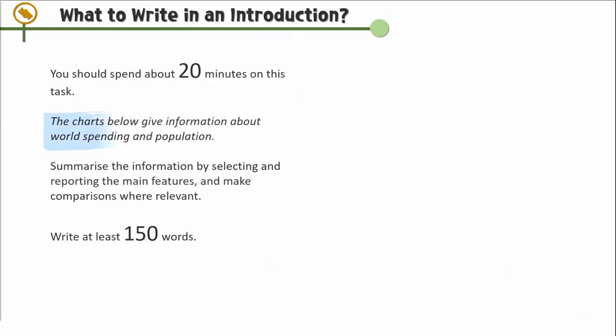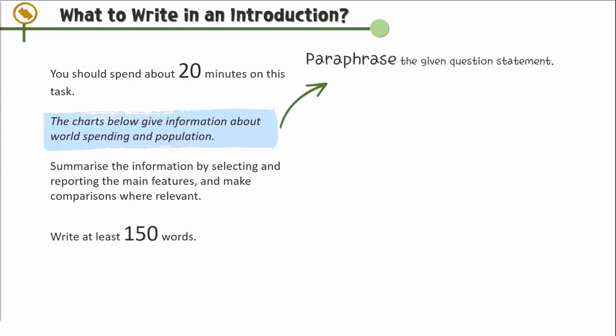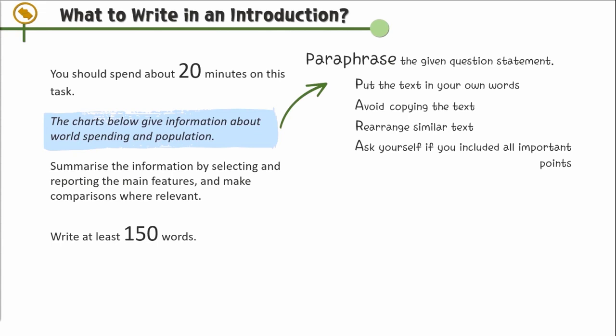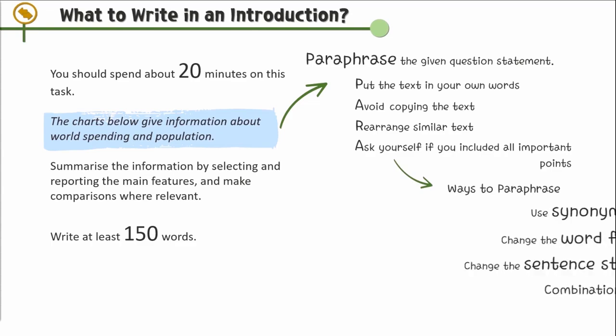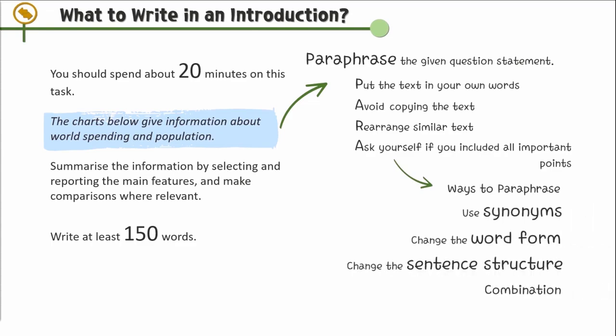What to write in the introduction? You just have to paraphrase the given question statement of the graph. Paraphrase means you have to put the text in your own words. Avoid copying the text. Rearrange similar texts and ask yourself if you include all the important points. You can make use of synonyms, change the word form, or the sentence structure. You can watch our video on the structure for graphs if you want to learn those in detail. A link is provided below this video.